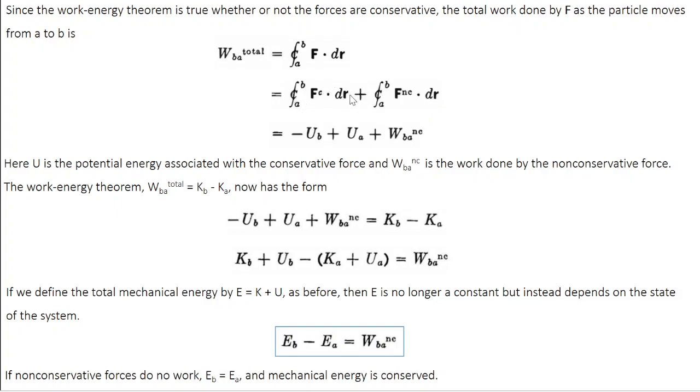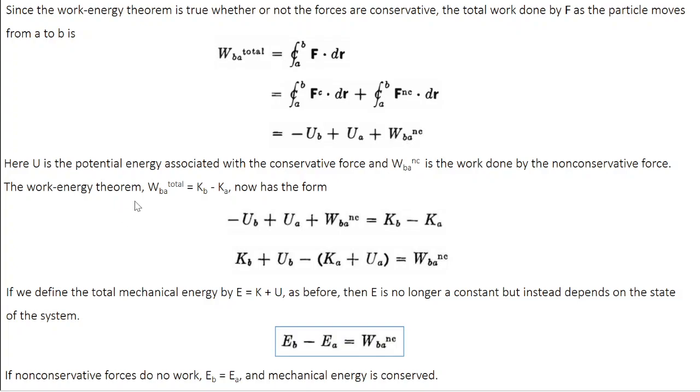Now the first term is nothing but the negative of change in potential, right? Because for conservative force I can write the force integral in terms of the corresponding potential energy. So first term is nothing but minus UB plus UA. And second term is the work done by the non-conservative force, right? So let me call it WBANC.